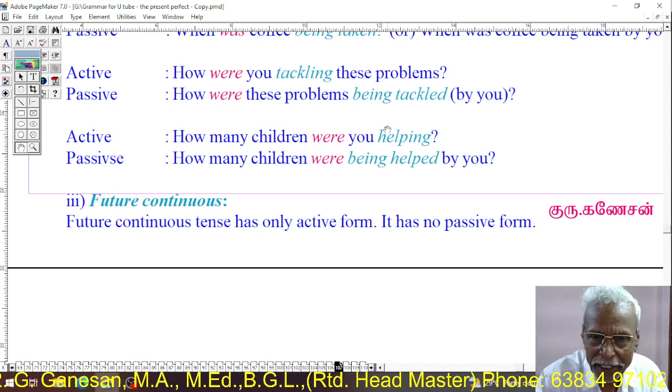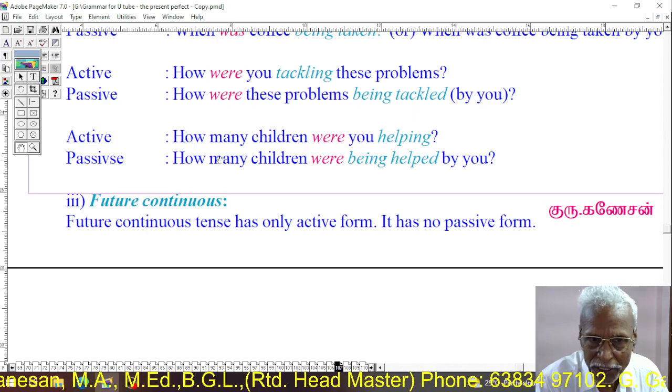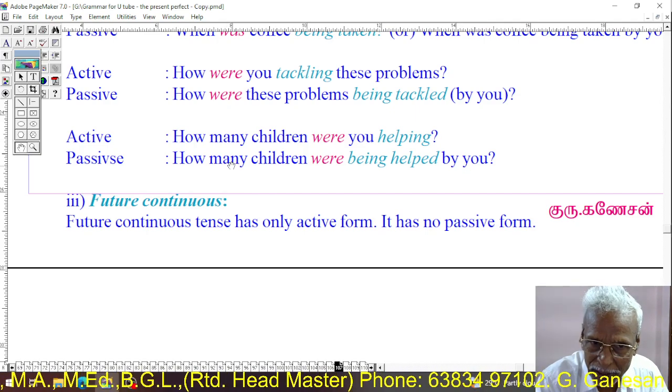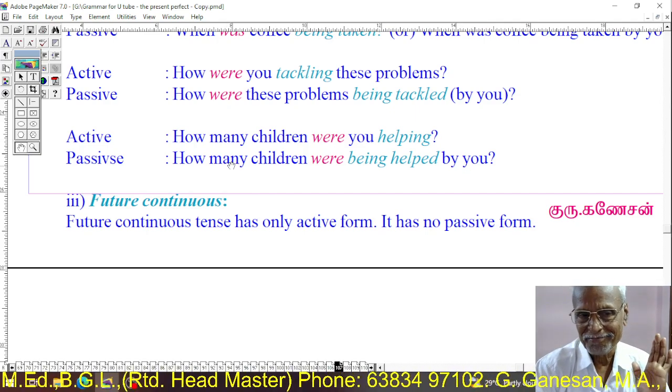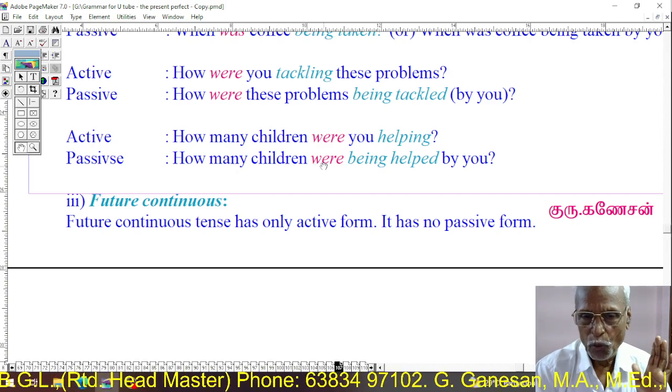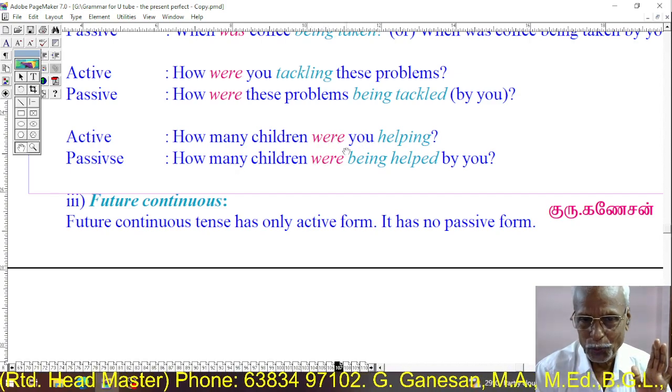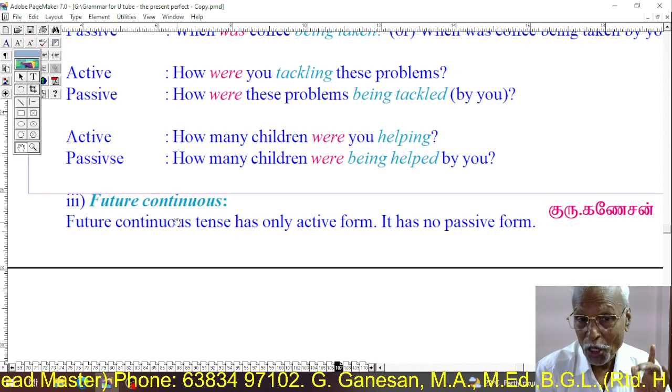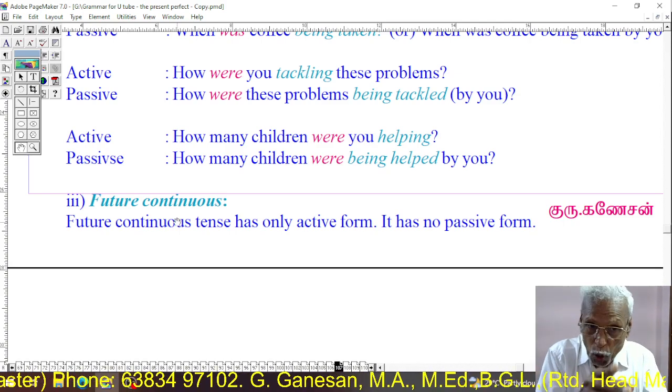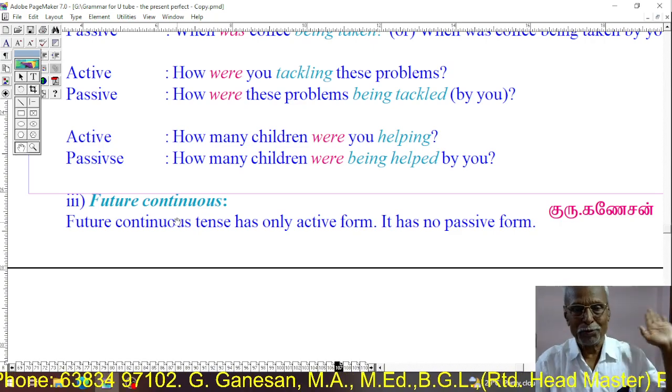So you see, here "you" is the subject and "children" is the object. Here "children" is the subject and "you" is the object. So here "were" refers to you, here "were" refers to the children. How many children were you helping? How many children were being helped by you?